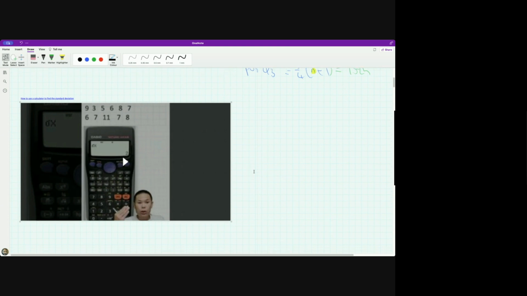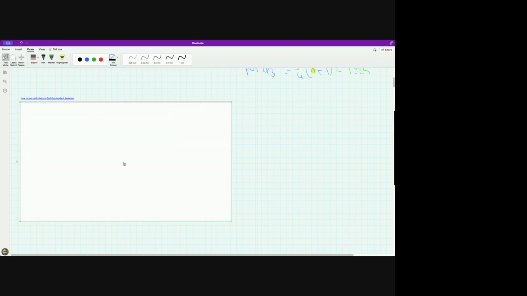So give me a heart in the emoticons when you've got your calculator ready. Give me a heart when you've got your calculator ready. Okay, so this is going to show you, and I will stop the video as I go, but I want you to play along at home as we do this.